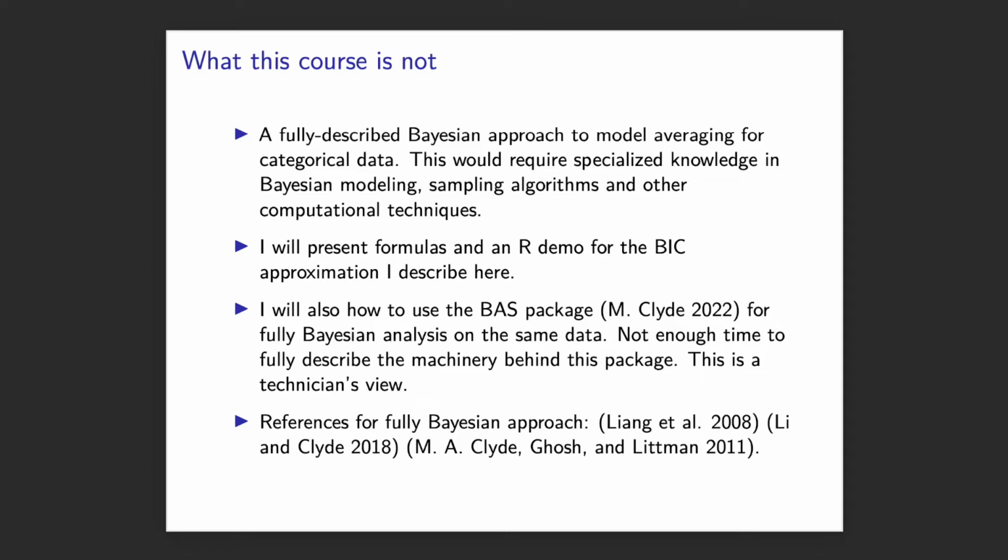What this course isn't: we have 90 minutes, and not everybody's intermediate to advanced, obviously. So I'm telling you right now, this is not a fully described Bayesian approach to model averaging for categorical data. To do the full version, you need specialized knowledge in Bayesian modeling. You have to do the probability theory to mix prior distributions and likelihoods. And then in order to do inference, it's good to have familiarity with sampling algorithms and other sorts of things like that, which we just don't have time to cover in enough depth. So I'll have plenty of references throughout the slides, but we're going to stop well short of going deep into that. Instead, the formulas I'll be presenting are focused mostly on this BIC approximation I described here.